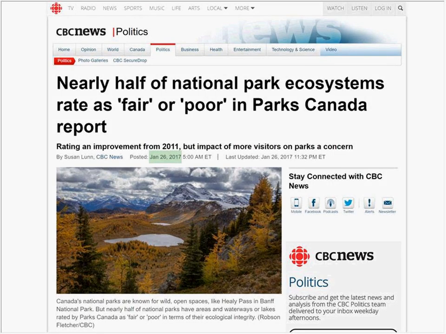You'll see that this is coming up in the news all over. It's almost caught me by surprise a little bit how much everyone is focused on ecological integrity. This is a news report from January 26th, showing that the new report has showed that nearly half of Canada's national park systems rate as fair or poor.